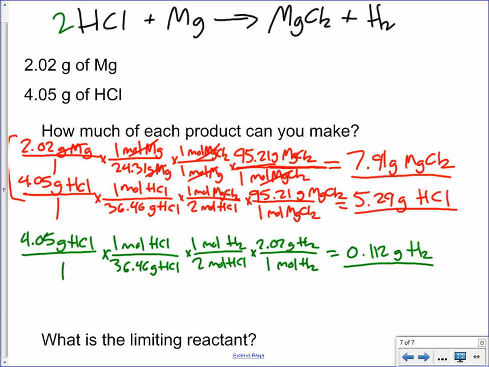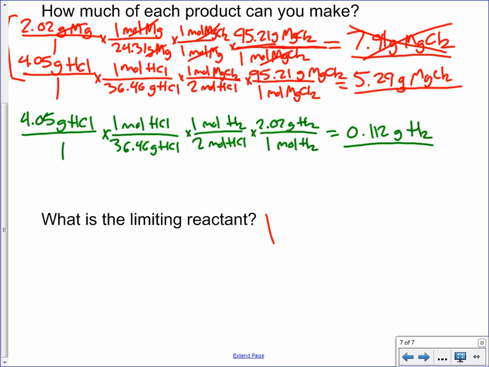Now I did the same calculation for hydrochloric acid, and it looks like we have enough hydrochloric acid to make 5.29 grams of MgCl2. Okay, so looking at these two numbers, it's pretty obvious that that's not going to happen because we're going to run out after 5.29 grams of product is made. So that means hydrochloric acid is going to be our limiting reactant. It can make less product. So we can go ahead and jump down here and say hydrochloric acid is going to limit us. We're going to run out of it first.